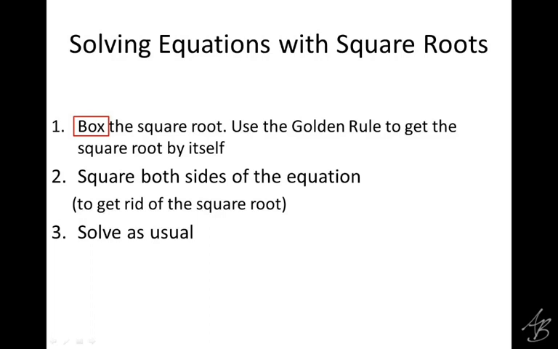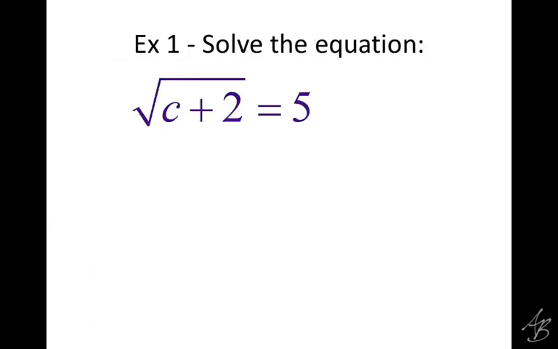So let's look at a few examples here. We're going to do 6 of them, I think. First example, we have the square root of c plus 2 equals 5. I want to make sure that we understand something here, because this is really important. This equation is not the same thing as this equation. Why not? Yeah, in this one the square root goes over the 2. In this one the square root does not go over the 2. This 2 is on the inside, this 2 is on the outside.